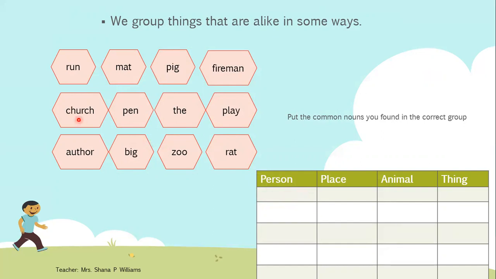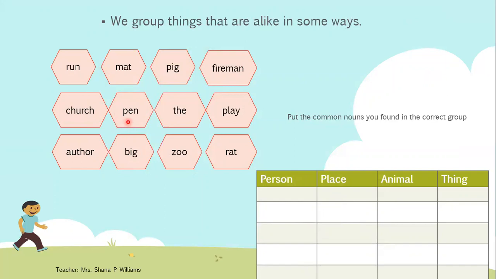Now, church. C-H-U-R-C-H. Church. Is church the name of a person, place, animal, or thing? Very good. Church is the name of a place. So in your books again, you're going to put church under the group place, right?